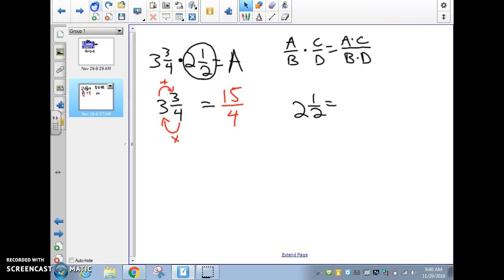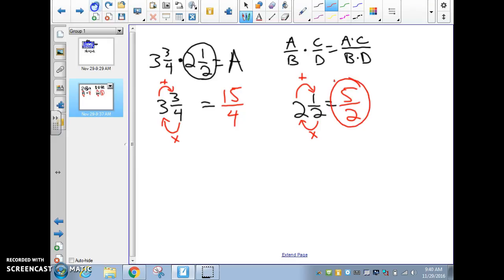So if you did this appropriately, you would do the denominator times that whole number. 2 times 2 is 4. And then add on that extra one right there. 4 plus 1 is 5. And that's all over 2. So that gives you 5/2. So now we've got an improper fraction that we can use instead of this mixed number factor.